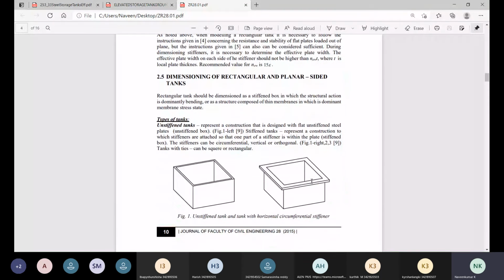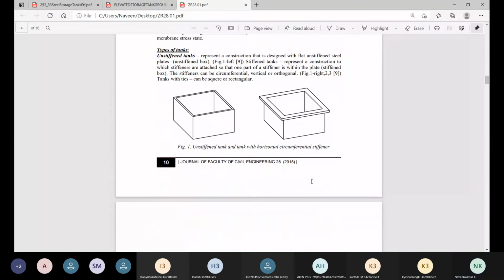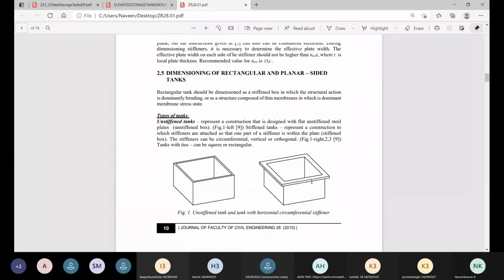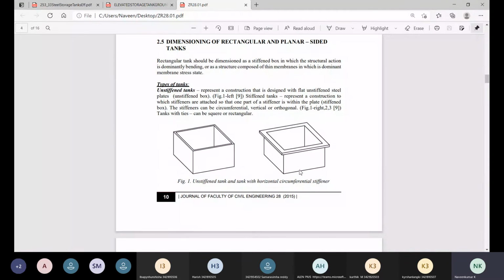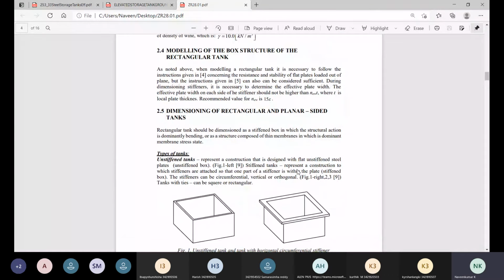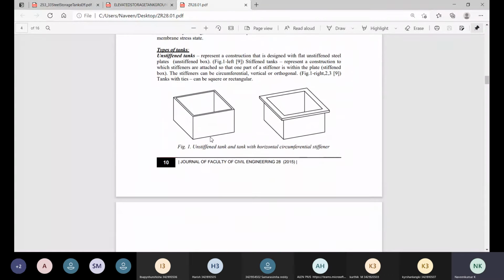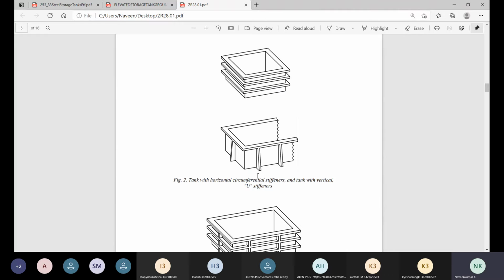Like the next thing, there are different types of tanks that can be designed after considering all the aspects. Okay, so the first type of tank has a steel wall all around, unstiffened, which means there is no support at the walls. Okay, so this is called the unstiffened tank type.